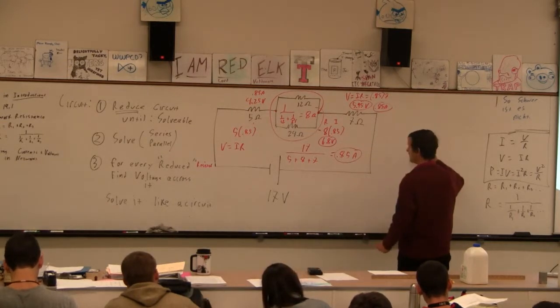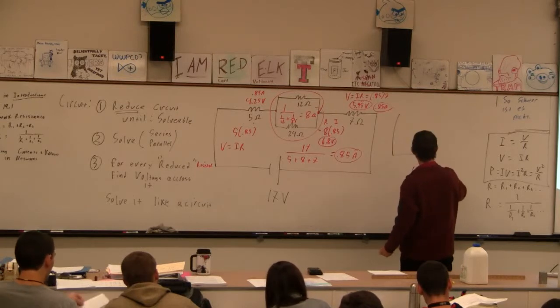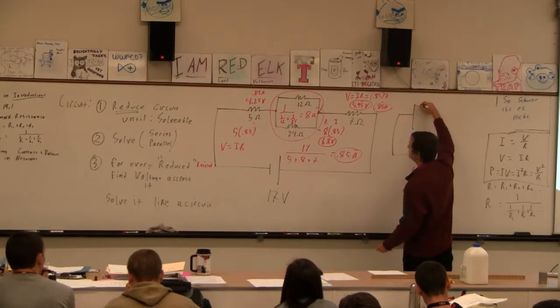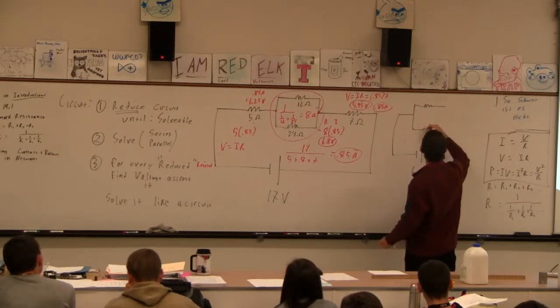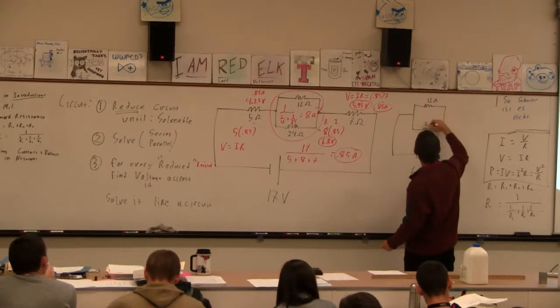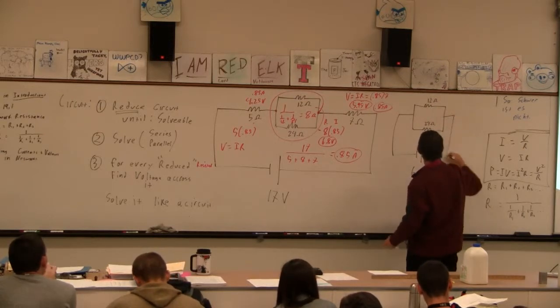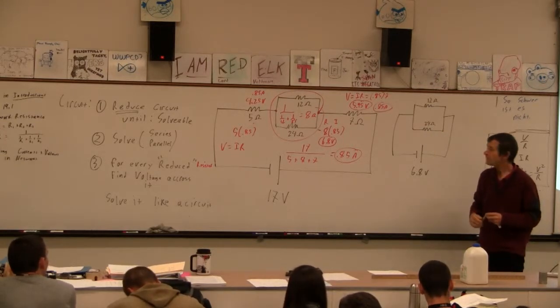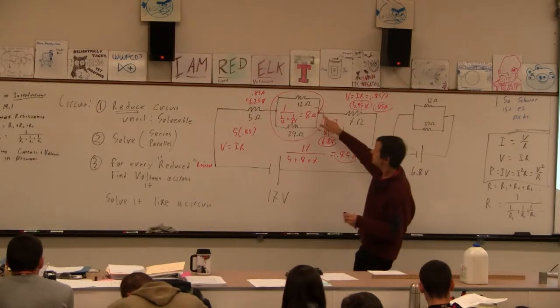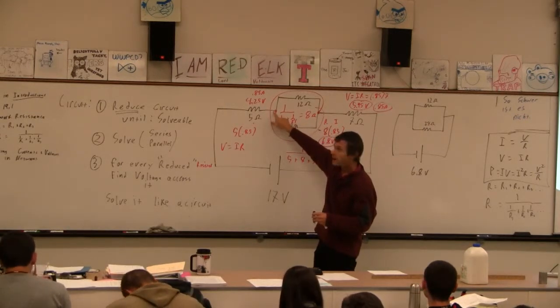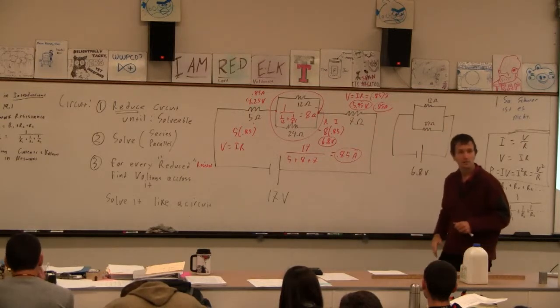So now I've got what kind of a battery? I've got a 6.8 volt battery, and I've got a circuit like this. That's interesting. Isn't that interesting? If I take this part of the circuit here and I apply 6.8 volts across it, I can remove the rest of the circuit.